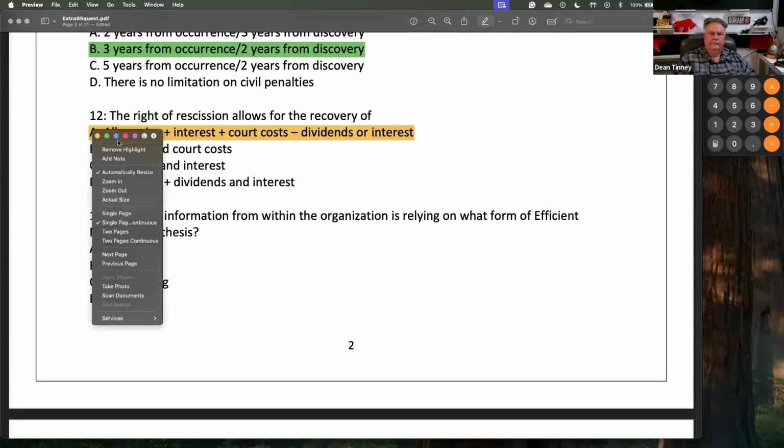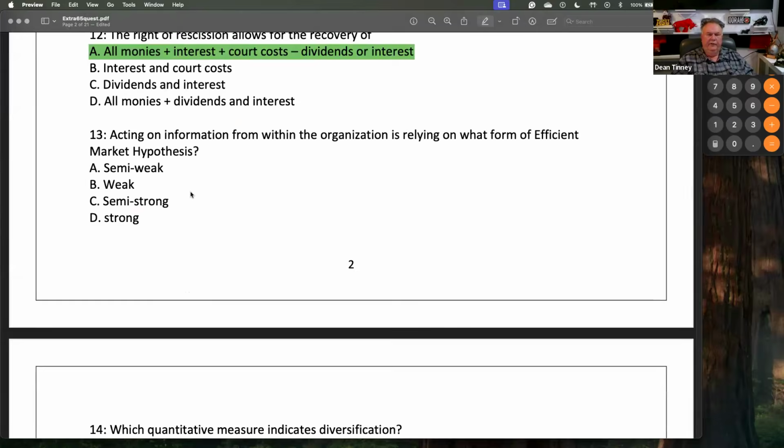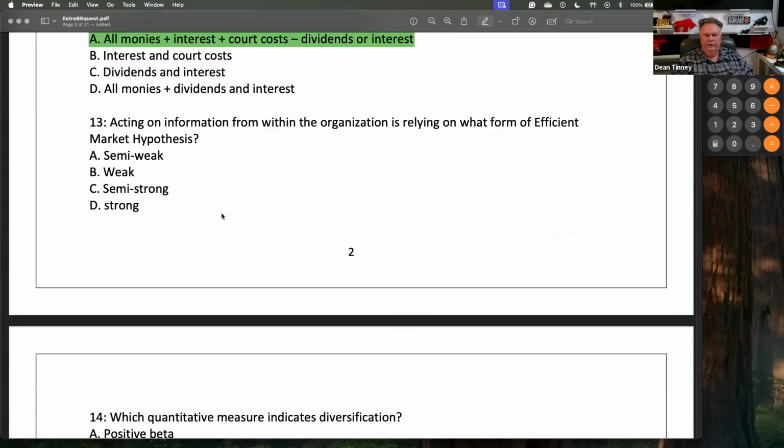Good job. Acting on information from within the organization, well, Brian, is relying on what form of the efficient market hypothesis? Acting on information from within the organization. I know what he's trying to say. It's insider information. Yeah. I'm so bad with this, but is it strong?